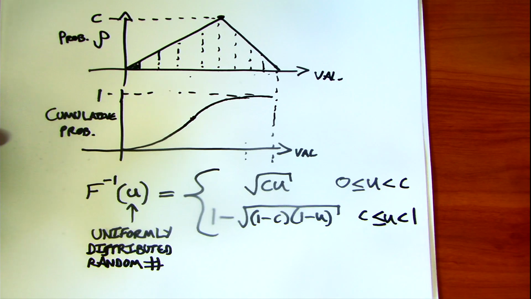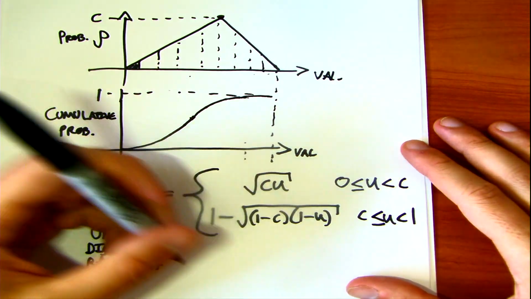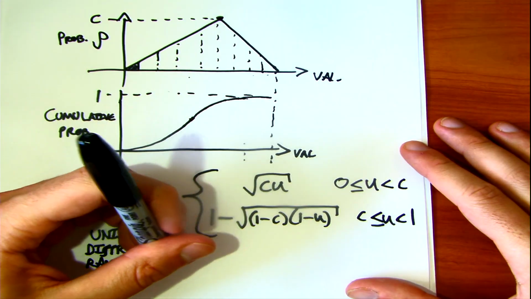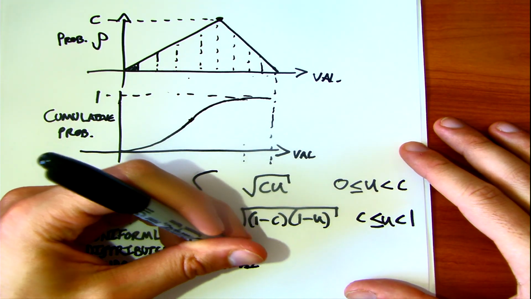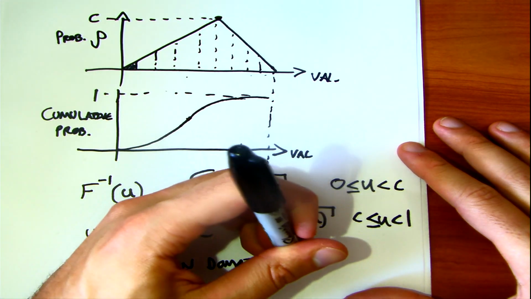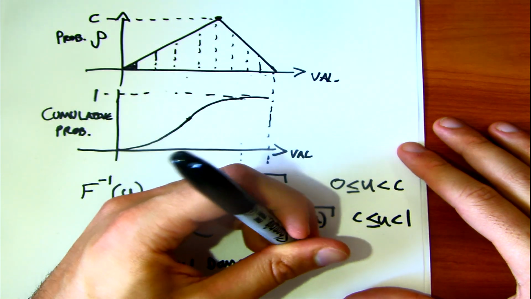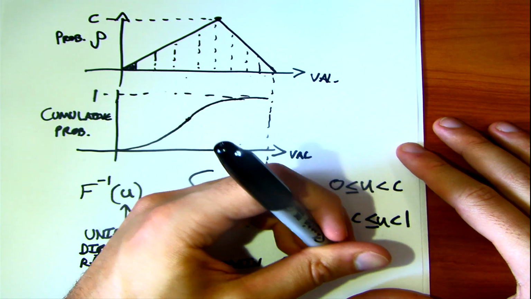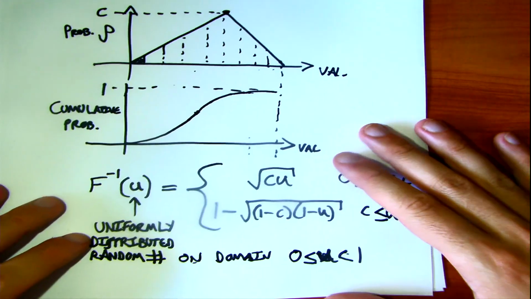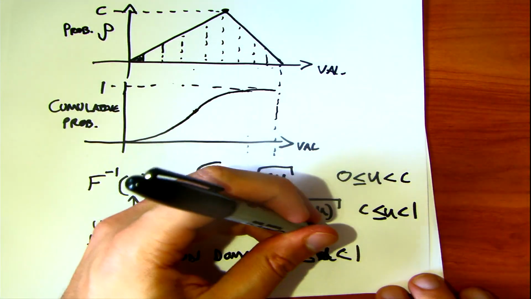And this is for a uniformly distributed random number u on the domain from 0 to 1. That's a u, I promise.